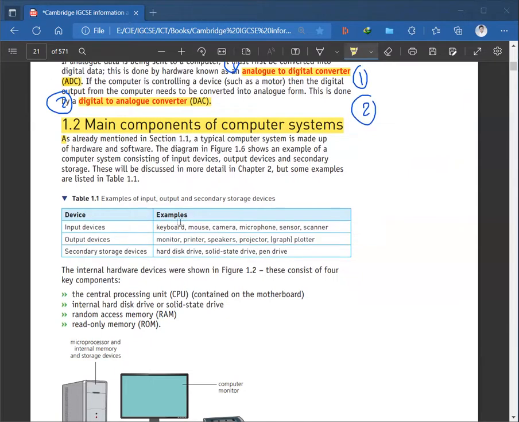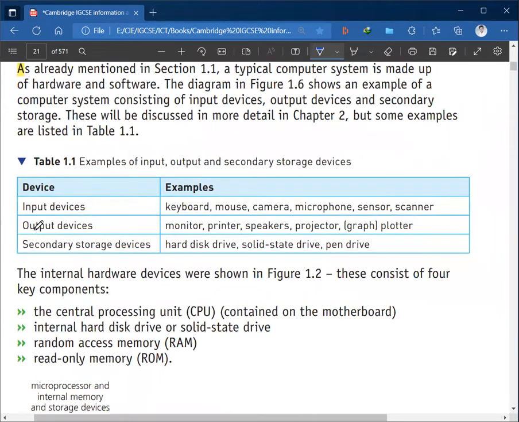Main components of computer systems. Now, the main things we have are these: input devices, output devices, and secondary storage devices. What do we have? Input devices, output devices, secondary storage devices. Now, what else do we have here?